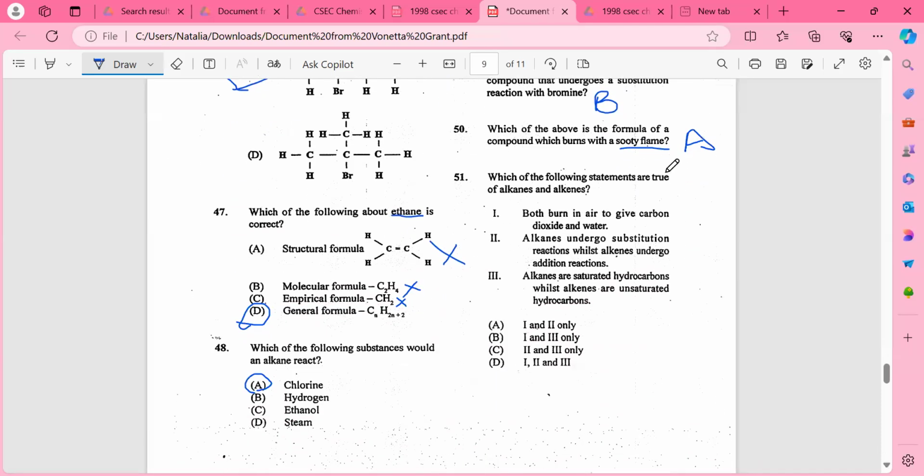Which of the following statements are true about alkane and alkene? Alkane and alkene burn in air to give carbon dioxide and water. Yes, all organic compounds do that. Alkane undergo substitution reaction, while alkene undergo addition. That is true. Alkanes are saturated hydrocarbons, good, because they have carbon single bonds, while alkenes are unsaturated. This is true. So all the above is true.